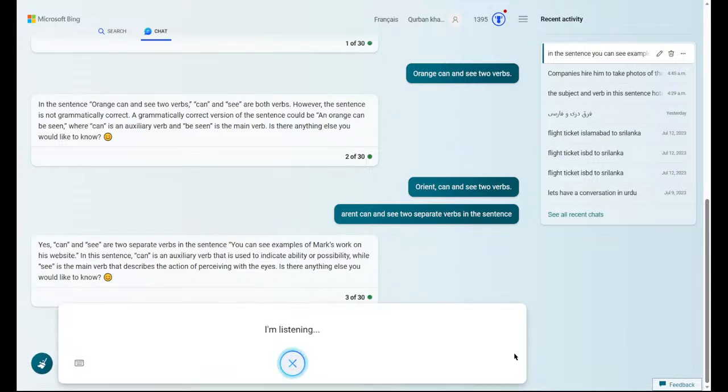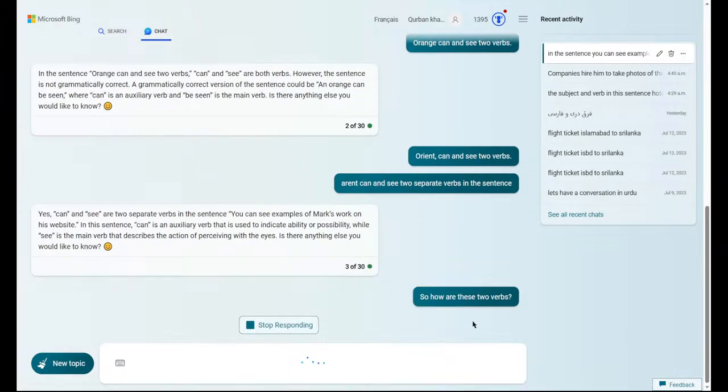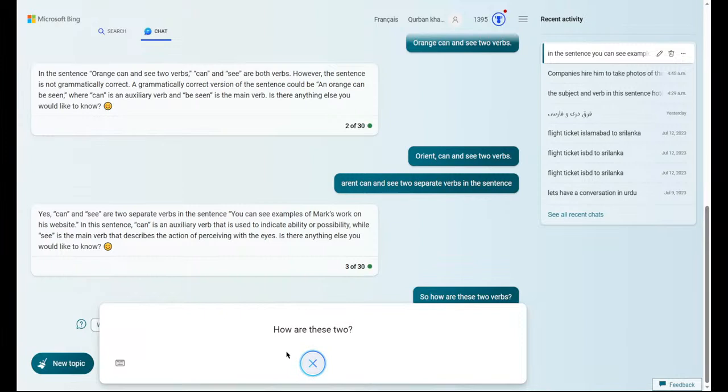So how are these two verbs describing one action? How are these two verbs describing one action?